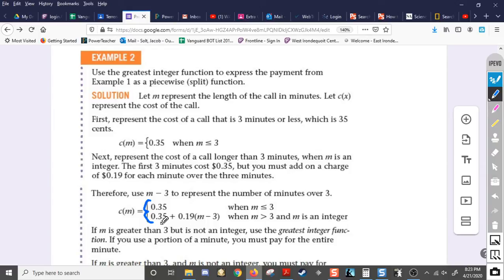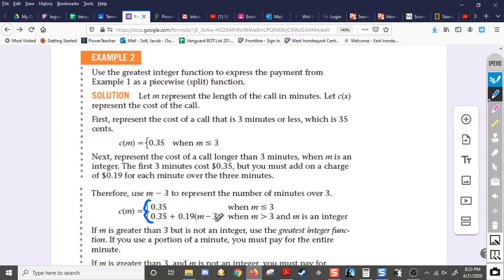All right, so now we're getting charged. This is for when m is greater than 3. Say if you talk for 10 minutes, right? The first 3 minutes are going to be 35 cents, and every minute thereafter is going to be charged 19 cents. So how did they express this? They expressed it as m minus 3. Do you kind of see why that makes sense?